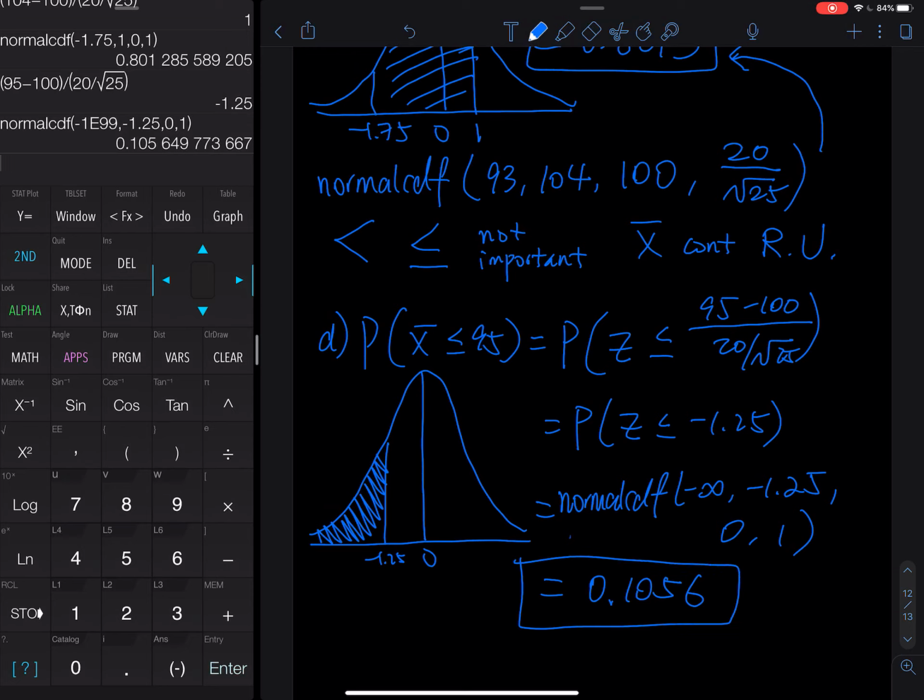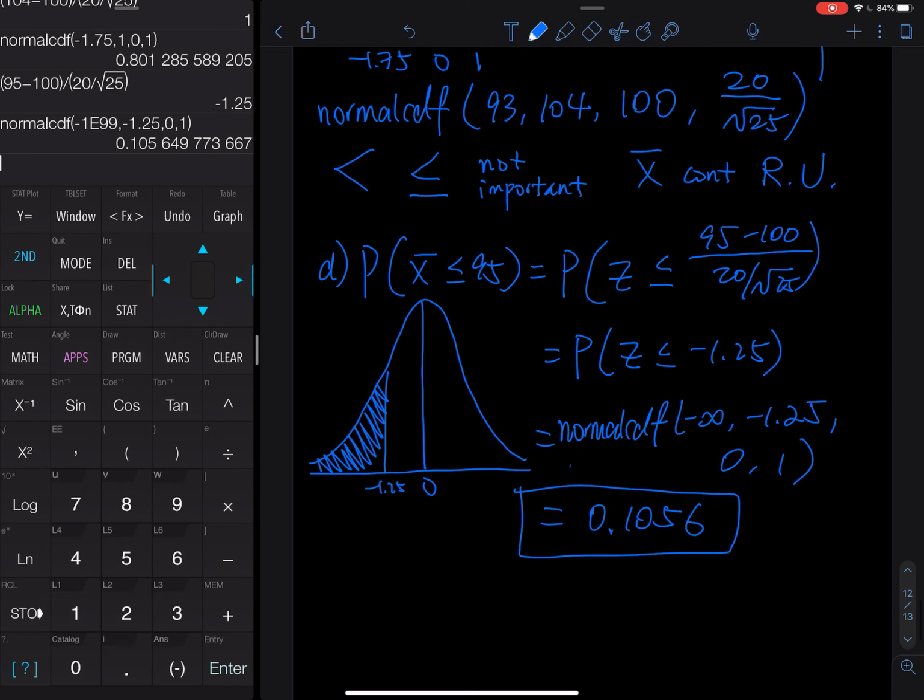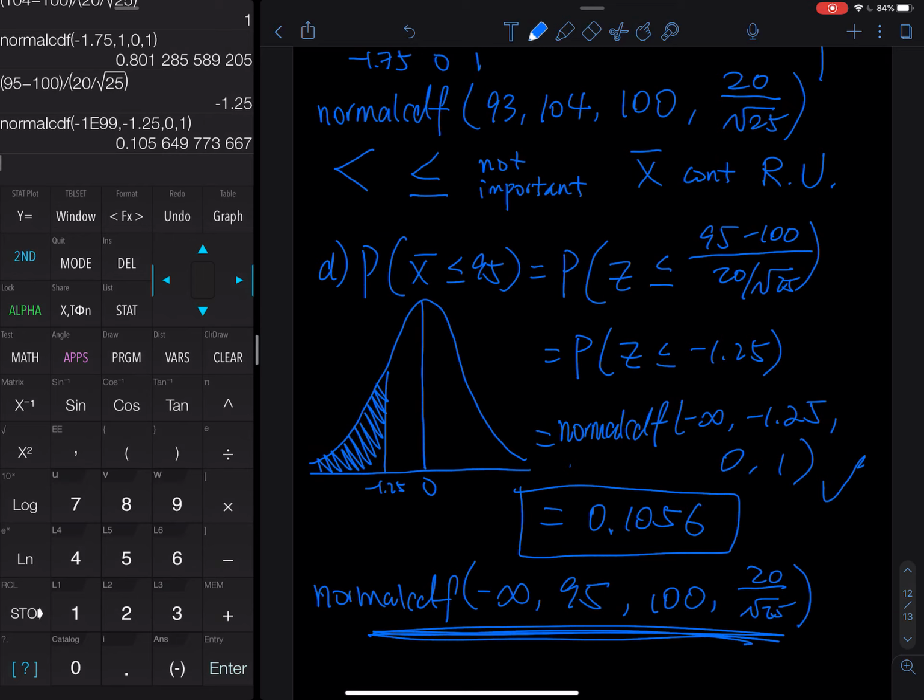Lazy people don't want to show work. Here is how. Normal CDF from negative infinity to 95, the mean is 100. The standard deviation is 20 divided by square root of 25. Of course, this is for before standardization. If you type this command, that means you are asking the calculator to do the standardization for you and then do the normal CDF, and then give you the answer. So if you do this command, you ask the calculator to do everything for you, so you don't need to write a single line of number.